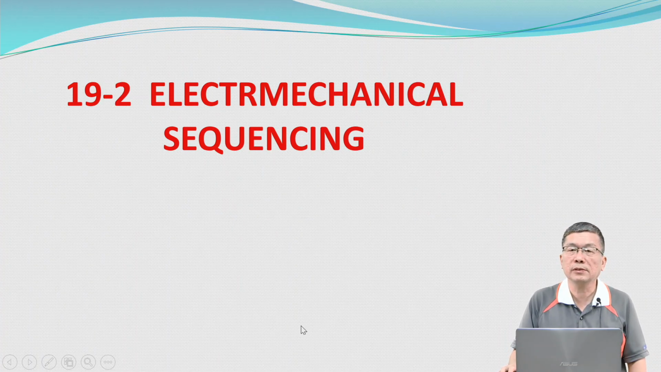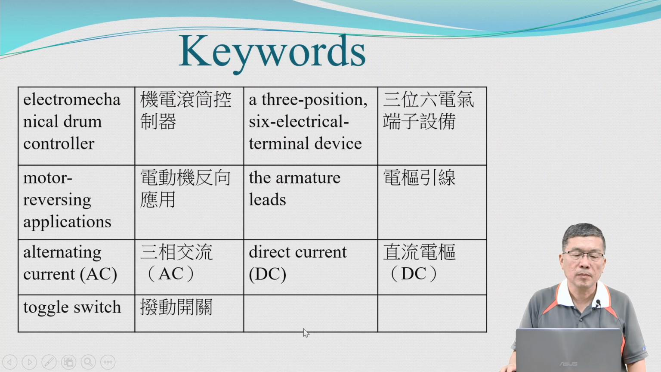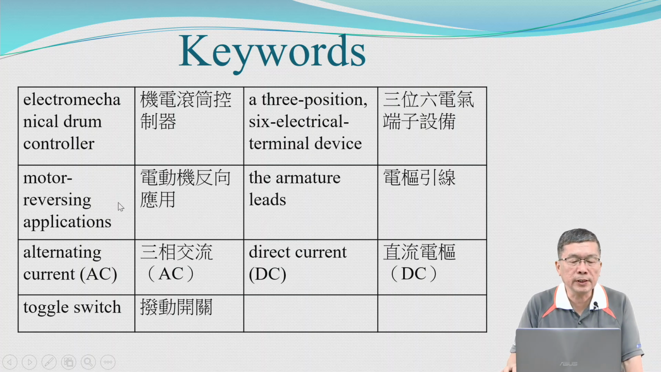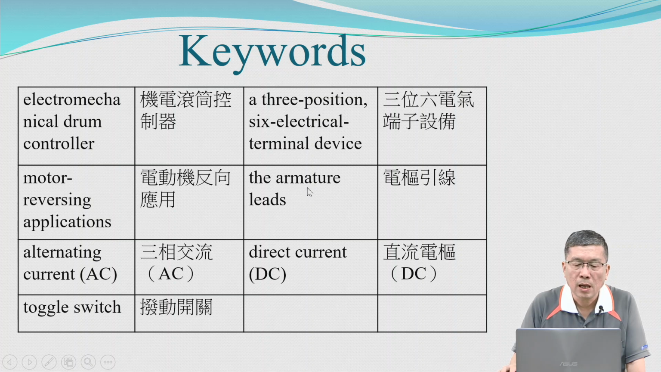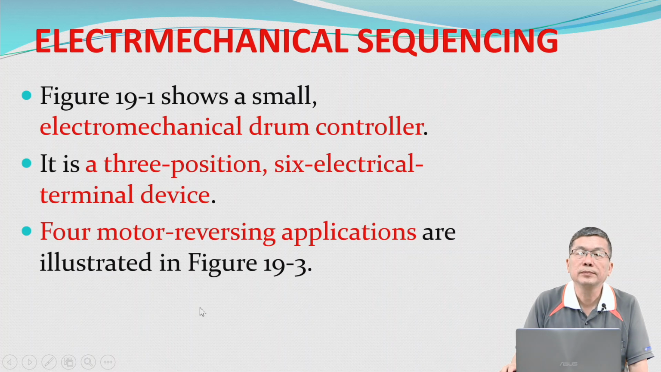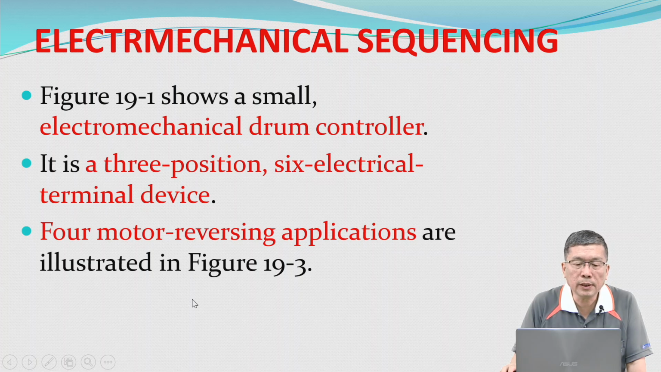Electromechanical sequencing. Electromechanical drum controller. A 3-position 6 electrical terminal devices. Motor reversing application. The armature disc. The alternating current, AC. Direct current, DC. Toggle switch. Electromechanical sequencing.